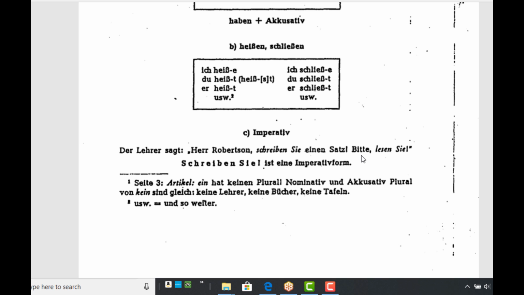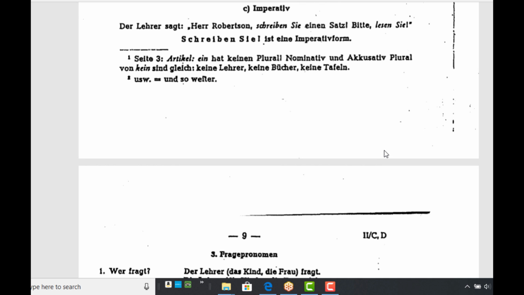So this is the imperative. So the teacher says, Herr Robertson, then translate this. Mr. Robertson, write a sentence. You don't have to repeat the Sie. You did that correctly. Bitte lesen Sie. Go ahead. Please read. I believe so, exactly. Read. You're right. Schreiben Sie einen Imperativ. Okay.